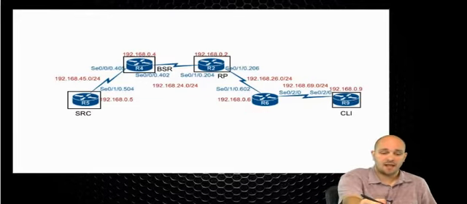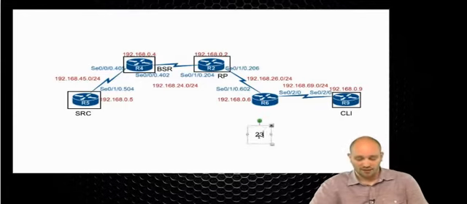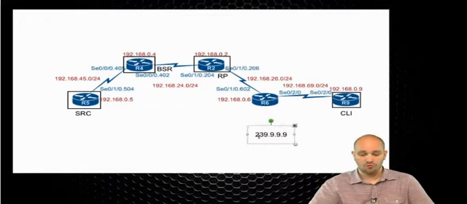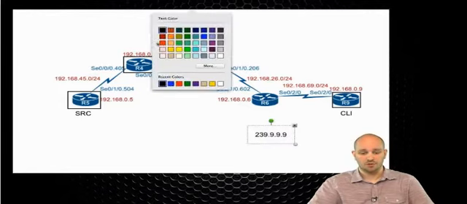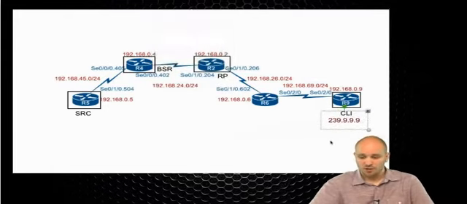R6 is going to be just a regular multicast router, and R9 is going to be our client. And on the client here, we are going to be joining the group. So we want to get the traffic sent to 239.9.9.9. So the goal is to get the traffic from the source to this group here. So let me just write this out in red here. So R9 will be joining this group here. So this is the goal.